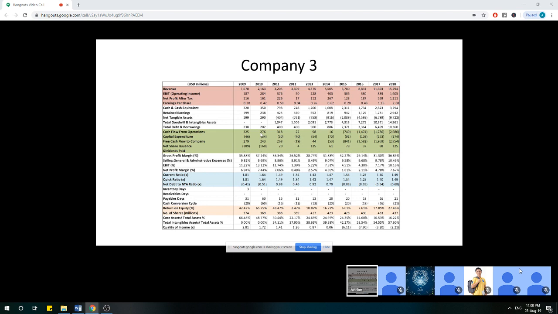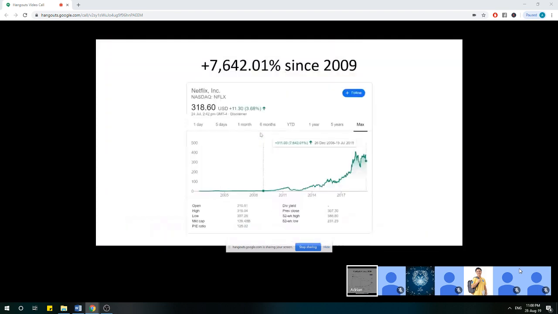Don't know, based on the numbers, it looks ugly. Yeah, looks ugly, right? Then I review the answer for you. This is a good company, I think we all know also. Wow, it seems so good, right? Wow, 7,000%, eh, wait.